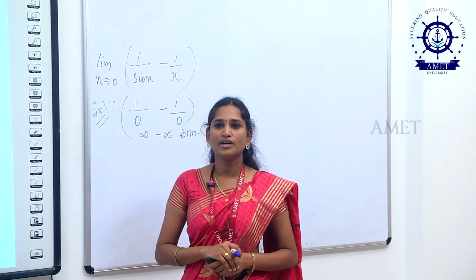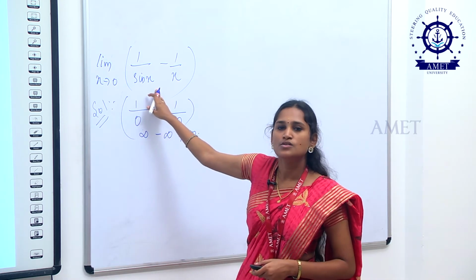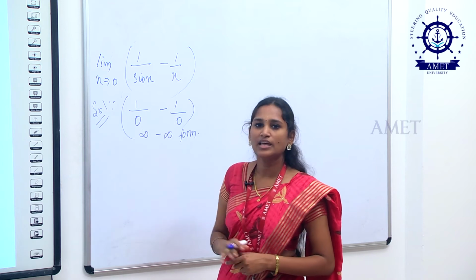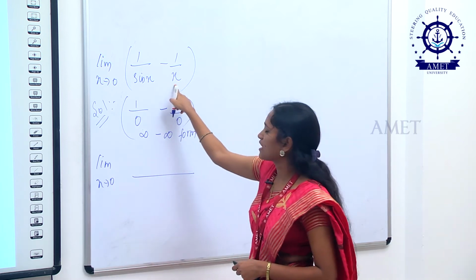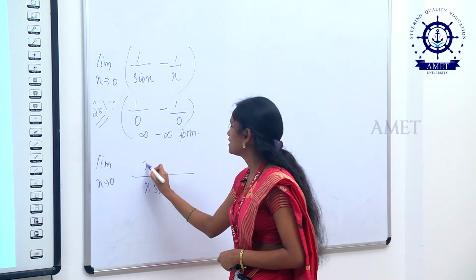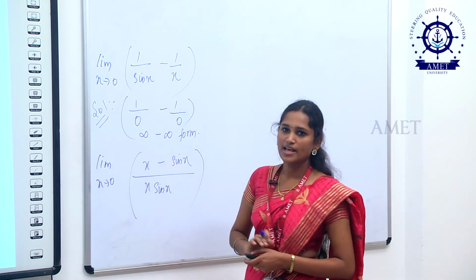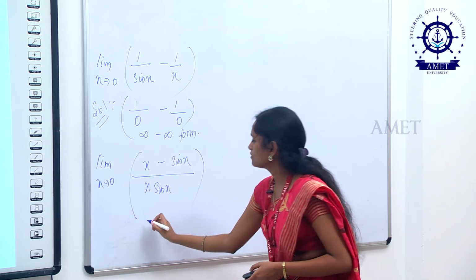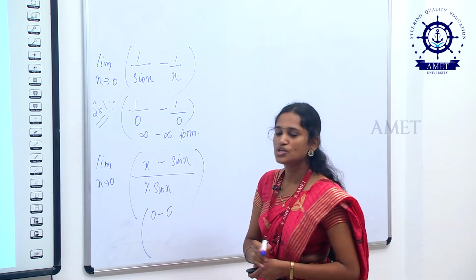Infinity minus infinity form means what? This expression can be reduced to a 0 by 0 form. Before we reduce it to 0 by 0, first we take the LCM. The limit as x tends to 0. What is the LCM of x and sin x? It is x into sin x. The numerator term is x minus sin x. After taking the LCM, we substitute the limit value in the numerator and denominator. Now substitute x value 0. So 0 minus sin 0 is 0.